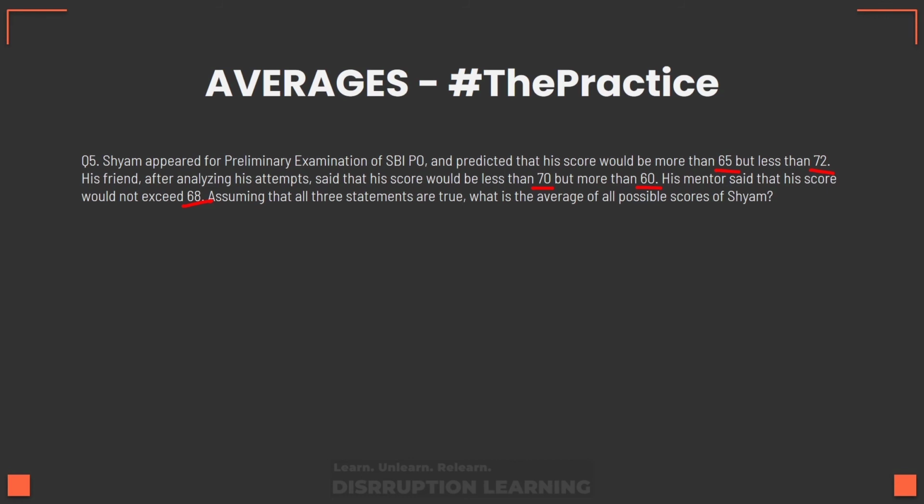Now let's see. As per the first prediction, the score is going to be more than 65. So it could be 66, 67, 68, 69, 70, but less than 72. So it can be maximum 71, right? Less than 72, not equal to 72. As per the second prediction, his score would be less than 70. The maximum can be 69, but more than 60, right? More than 60 means 61, 62, 63, 64, 65, 66, 67, 68 and 69.